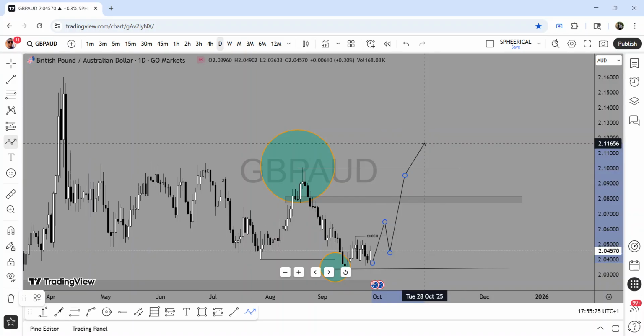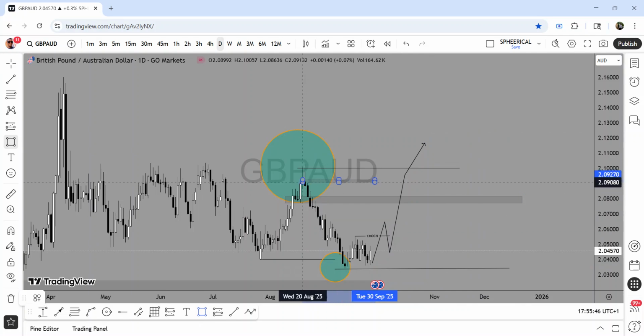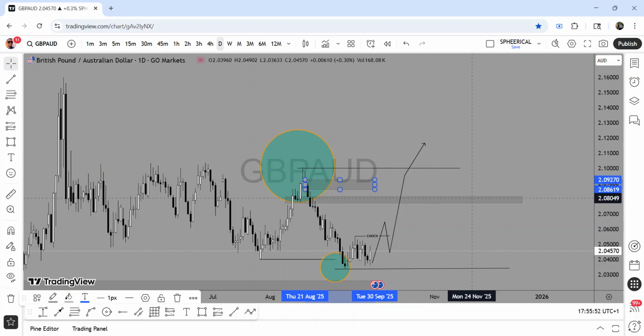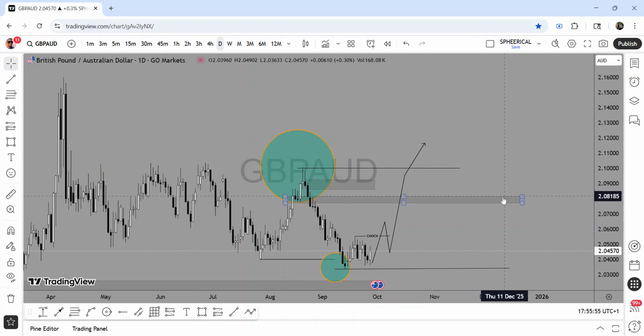So we're going to adjust our supply zone. We mark that time. We're going to adjust it. Let me use another rectangle. Let me remove this one. I'm trying to adjust it to the supply zone we have in the 1 day time frame. So this is where we have another supply zone.